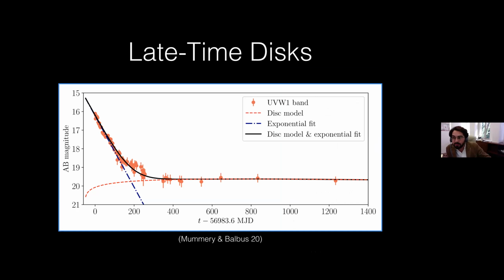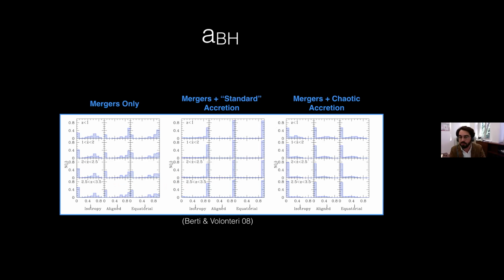So in this work led by Andrew Mummery, you see the complicated early time UV emission, which we don't understand very well. They fit it with a power law, but then their very slowly evolving, viscously spreading disk model, which depends on the mass of the black hole, does a good job at fitting the late time light curve and enables you to get constraints on the black hole mass. Okay, that's the mass of black holes.